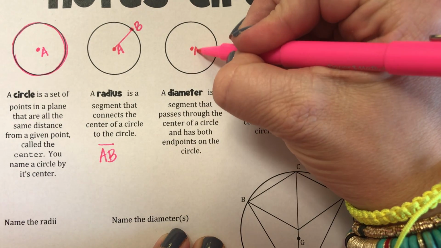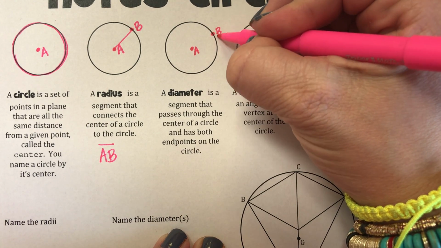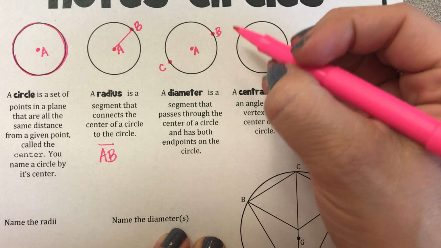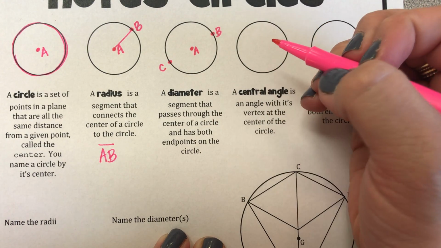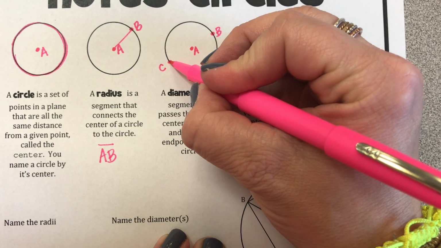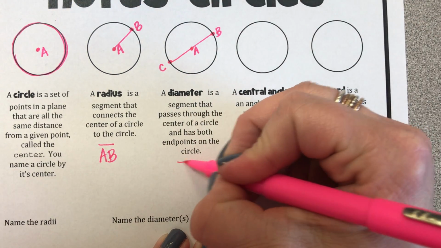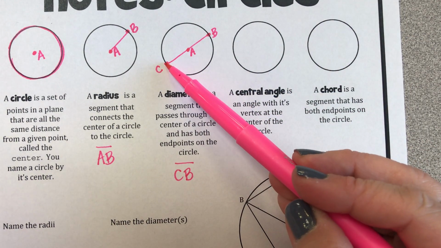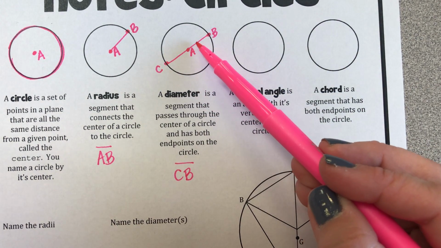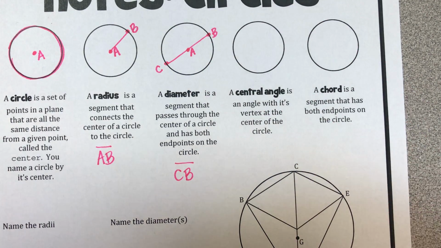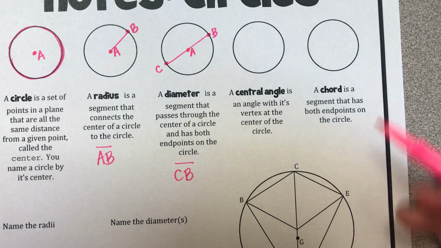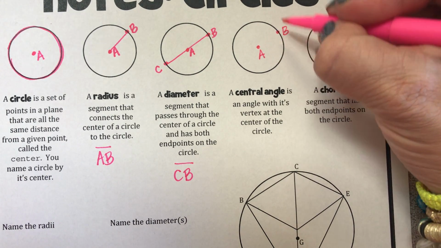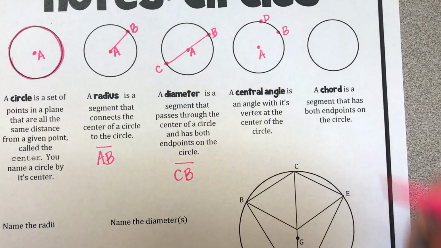Okay, now we have A, B, and let's just say that this is C. A diameter is a segment that passes through the center of the circle and has both endpoints on the circle, like this. So segment CB would be a diameter. It starts on the circle, goes through the center, and has its other endpoint on the circle. So let's do it again. There's A, there's B. Let's call this right there D.